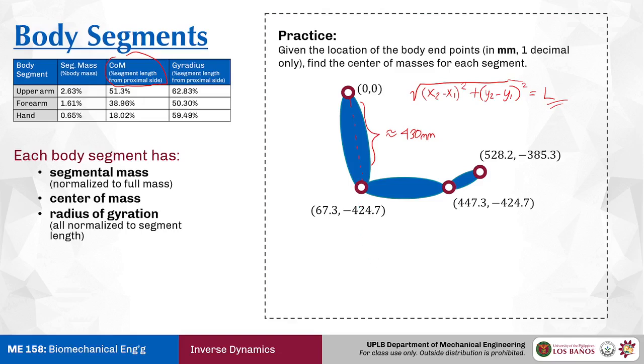Now, to locate the center of mass of the upper arm, we know that the center of mass is located 51.3% of the way. From where? From the most proximal side. So for the upper arm, it's here, the most proximal side. So we approximately locate 51.3% from the shoulder to here.